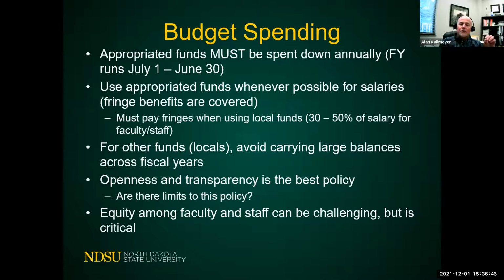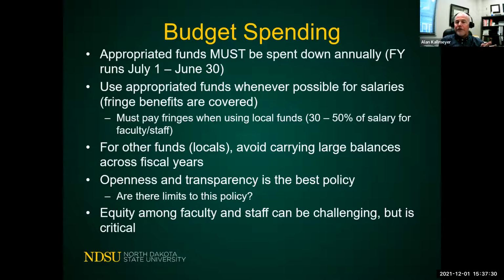As I'd mentioned, use appropriated funds whenever possible for salaries, because if you're paying salary out of an appropriated fund, you don't have to cover the fringe benefits. If you're using a local fund, whether that's indirect, overhead returns or differential tuition or whatever, you have to pay fringe benefits. And for full-time faculty and staff, that's a big number, right? That can range 30 to 50% depending on the salary for a faculty or staff position. So it's a big bonus to use appropriated funds for salaries as opposed to local funds.